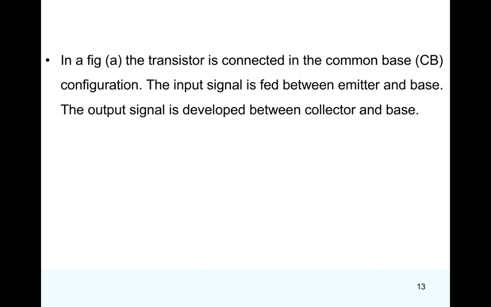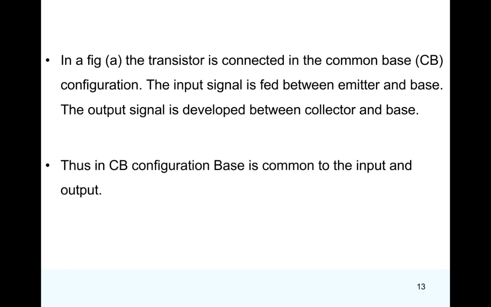So in the figure, the transistor is connected in the common base configuration. The input signal is fed between the emitter and the base. The output signal is developed between the collector and the base. So when we connect in common base mode, the input signal is applied between emitter and base and the output signal is developed between collector and base. Thus in common base configuration, the base is common to the input and output.